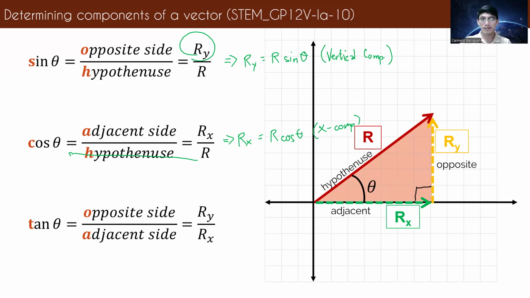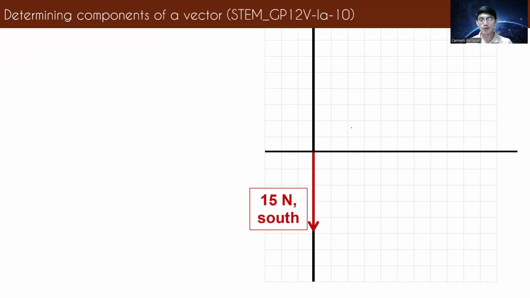So for example, we have this vector, 15 newtons south. 15 newtons going south. How are we going to determine the X component and the Y component? Let's first use what we just agreed in the previous slide, that Rx, the horizontal component, is R cosine of an angle. And our Ry is R sine of an angle. So in this case, what is our angle?